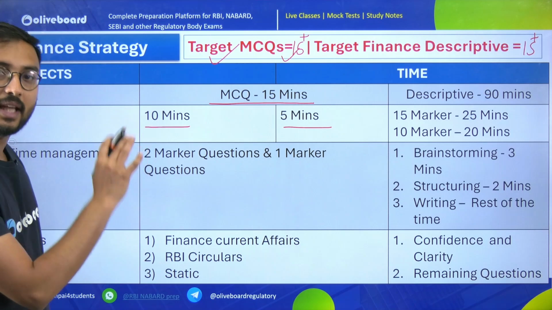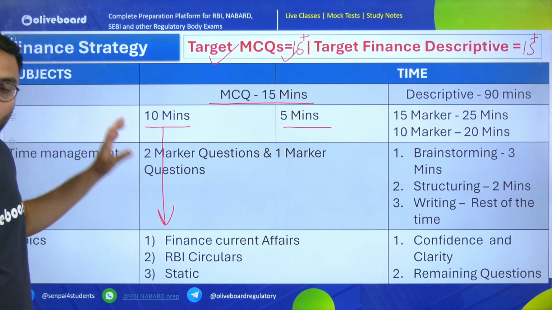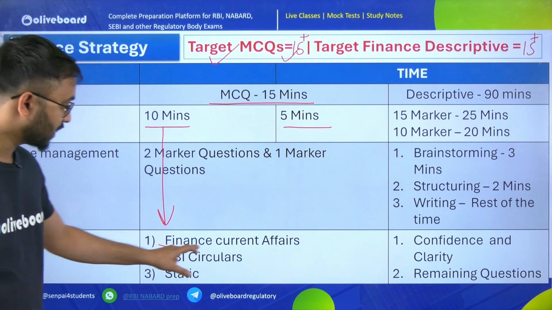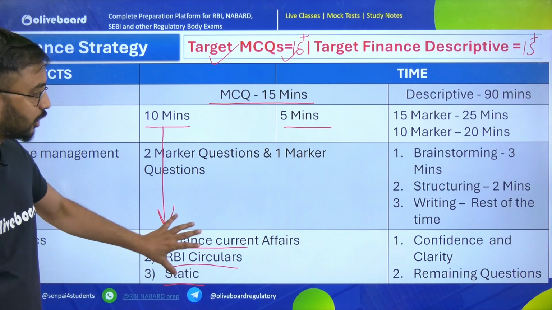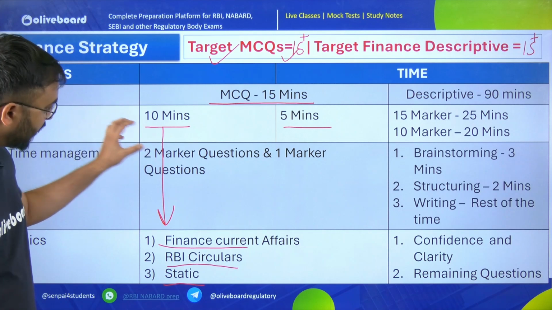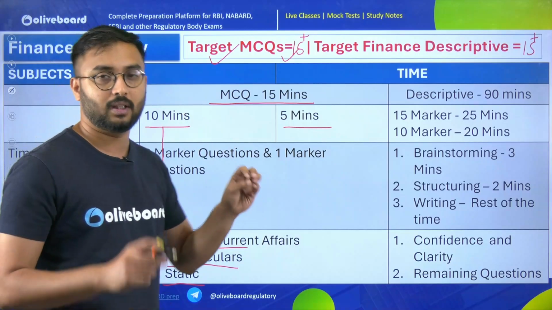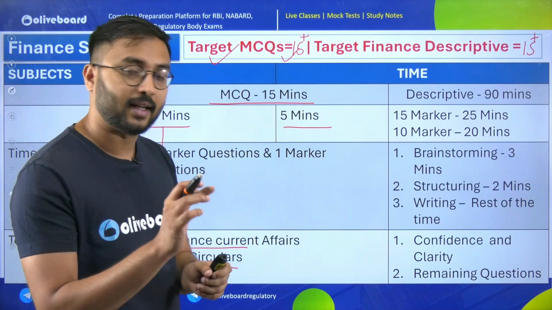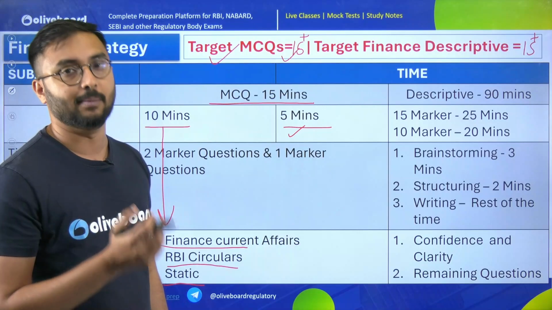And again the same thought process you can apply, that first we should be solving the high accuracy questions. Finance current affairs, RBI circular and finance static. These are topics to concentrate on and we will be going after. It may be either a 2 marker or 1 marker question, that doesn't matter. The first 10 minutes should be given to finance, only to those questions which you will be making correct. The remaining 5 minutes for finance could be given to take a chance or elimination.